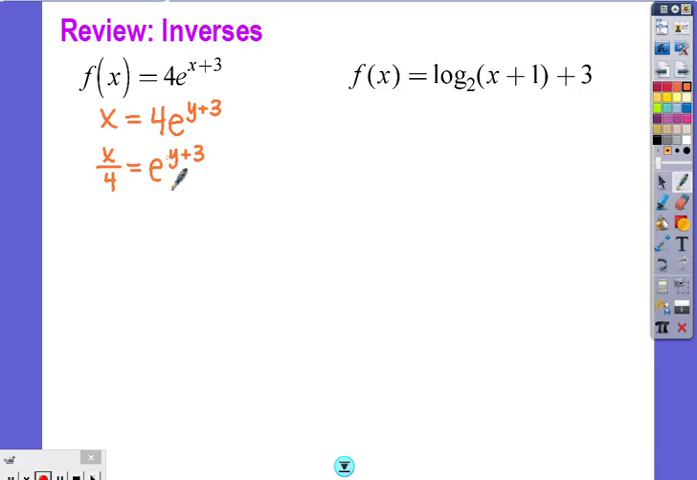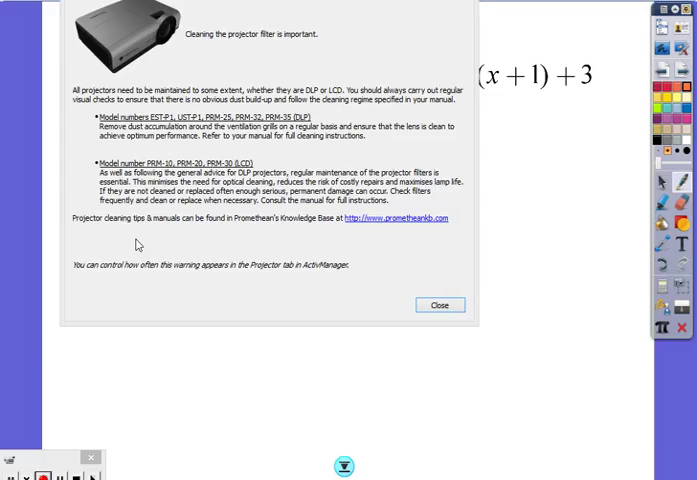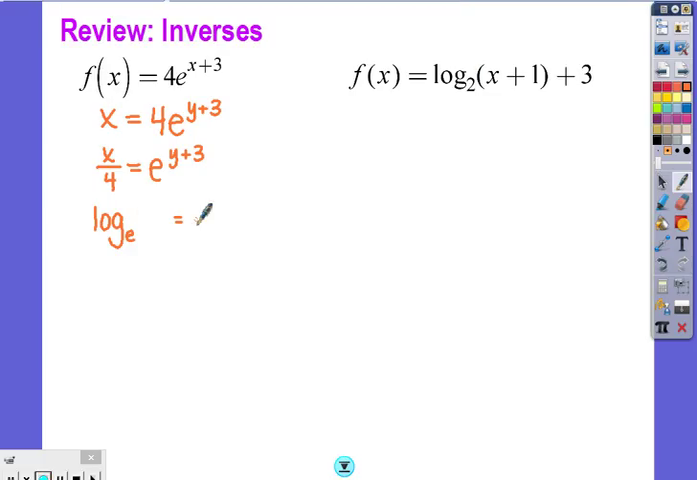What we do when we're trying to solve for something that's up in the exponent is we use a log. And we think, what to the what equals what? And in this case it's e to the y plus 3 equals x over 4. And we almost have the y by itself. We just need to subtract 3 from both sides. By the way, log base e is natural log.